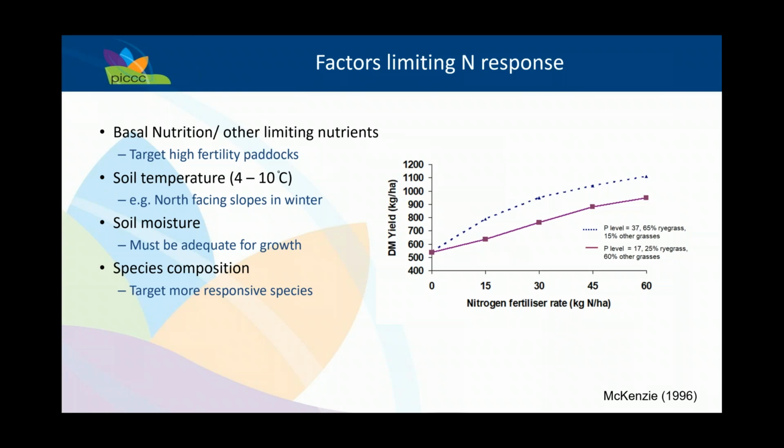I would say that species composition and basal nutrition are connected, because usually the paddock that's got the better species composition has it because it's got better basal nutrients anyway. So targeting the better species composition, you can compensate for the lack of basal nutrition by putting on diammonium phosphate as your source of phosphorus and nitrogen, and get a decent response to nitrogen as long as the species composition is there. If you're on the coast, soil temperature is never a limitation. If you're within sort of Hamilton and south, I wouldn't say soil temperature is even an issue, but north of the dividing range, it can be a severe limitation in winter. That would be the biggest one. But apart from that, targeting the higher, more responsive species is always going to pay back better.